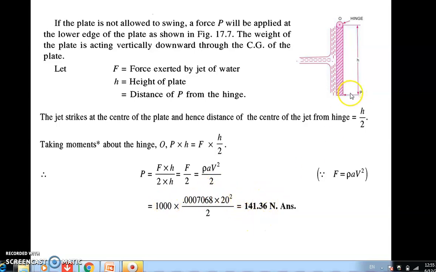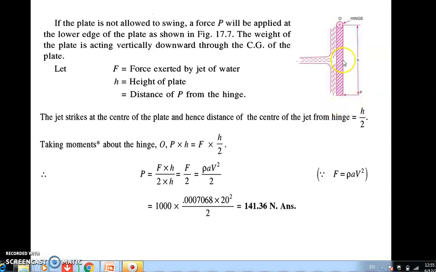So P, you have to apply 141.36. Here you have to note that the force is double of this 141.36. So at the center of the plate you have to apply more force. That's why when you are applying the force at some distance on the plate, you require less force to be applied at the edge of the plate.